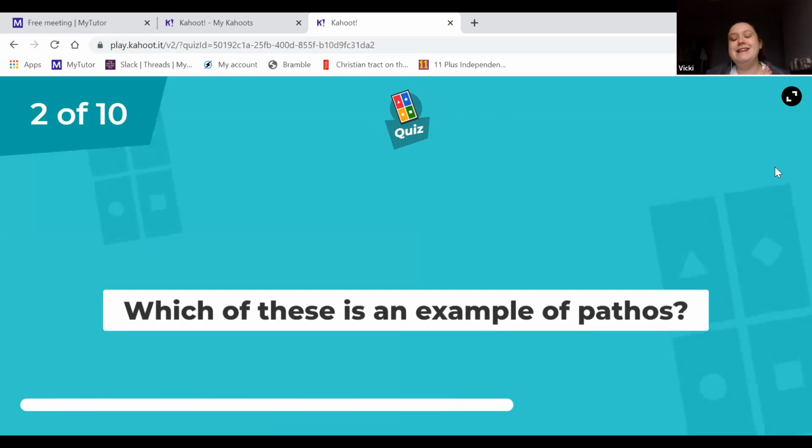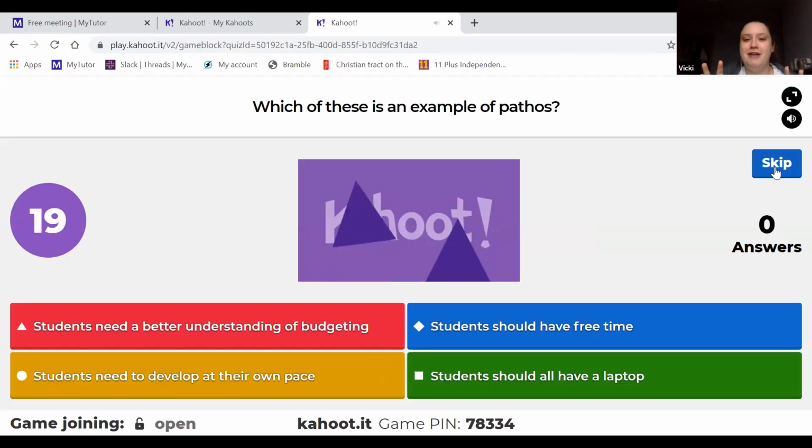Right, so these are the things that I'm not sure you guys will know. Some of you might have heard of them. So which of these is an example of pathos?